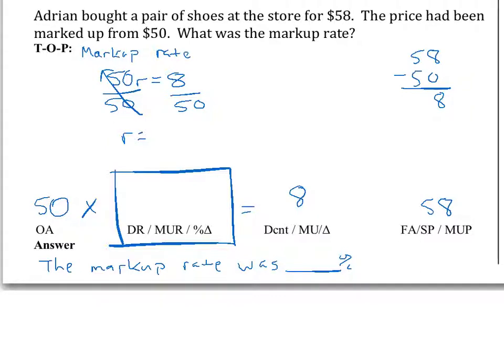R is equal to 0.16. Move the decimal 2 times. It's going to be 16%. Alright, so they had a 16% markup here. That's actually a very small markup in terms of retailers and shoes.